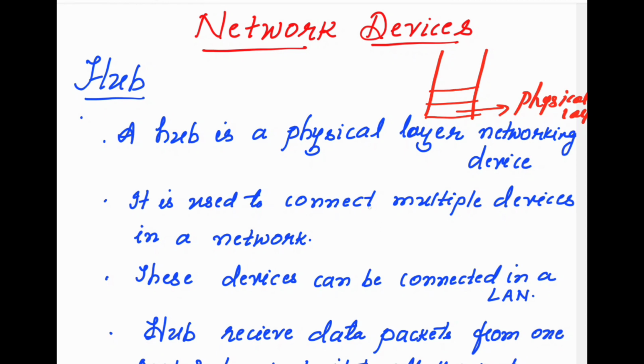Previously in the video I told you, suppose you have one PC and you want to connect it with another PC, you can directly connect it with a cable. One end of this cable is connected to the Ethernet port of this PC, and the other end is connected to the Ethernet port of the other PC. As long as you have only two systems being connected, there is no need for any networking device.